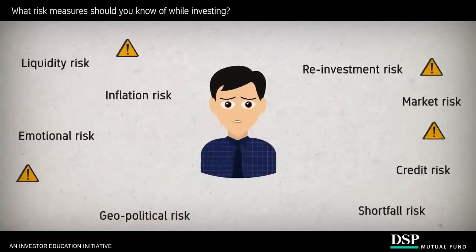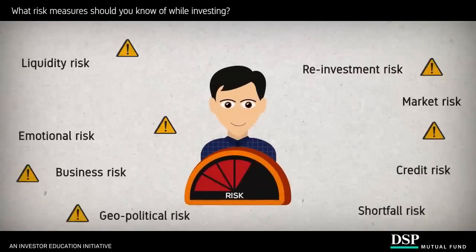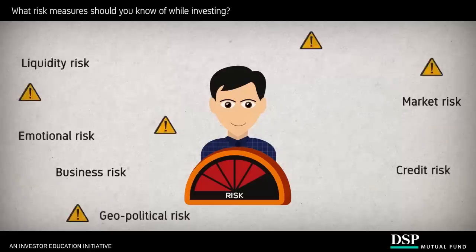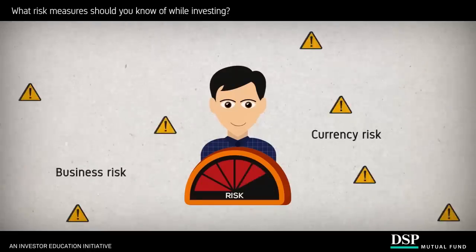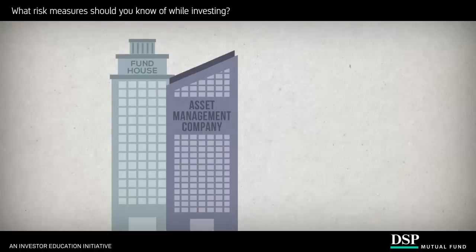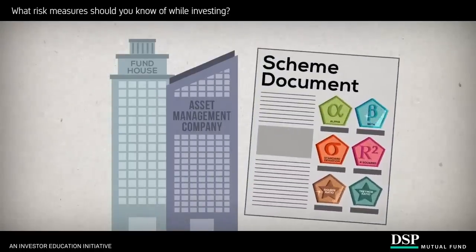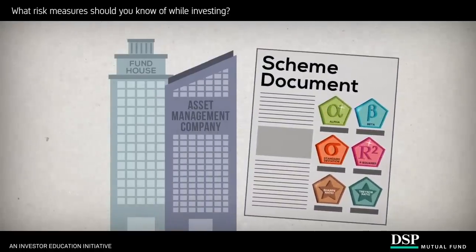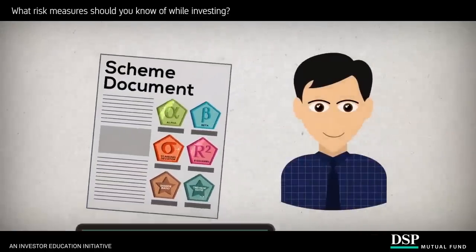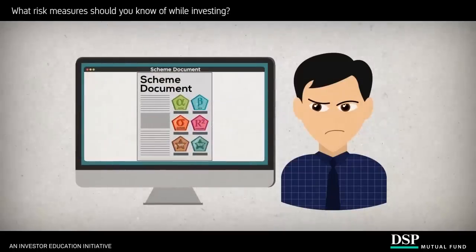This risk can emerge from various sources, and as a smart investor, you should not be afraid of it, but be informed and aware about it. And that is why asset management companies publish risk measures in scheme-related documents, so that you can make a more informed decision. So what are some popular risk measures that you should understand?